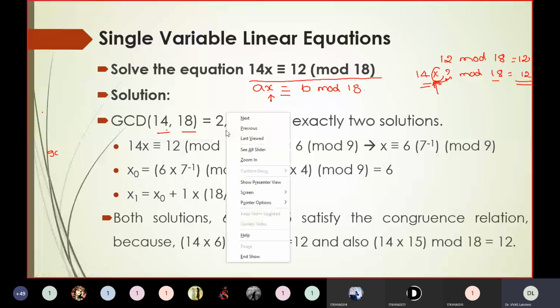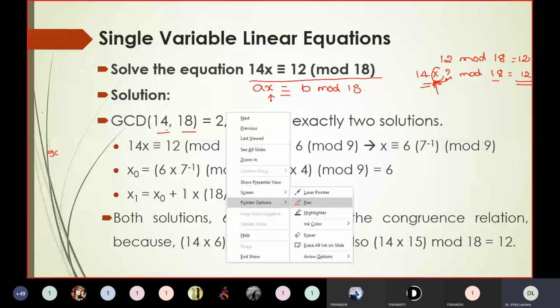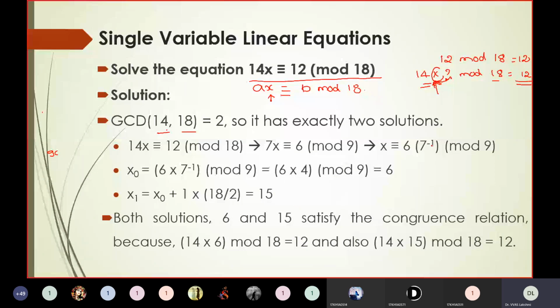This is the value 2. So whenever the value gets 2, it clearly indicates that this problem will have two possible solutions. It has two possible solutions. రెండు సొల్యూషన్స్ ఉంటాయి అనేది మనకి ఇక్కడ అర్థమవుతుంది.